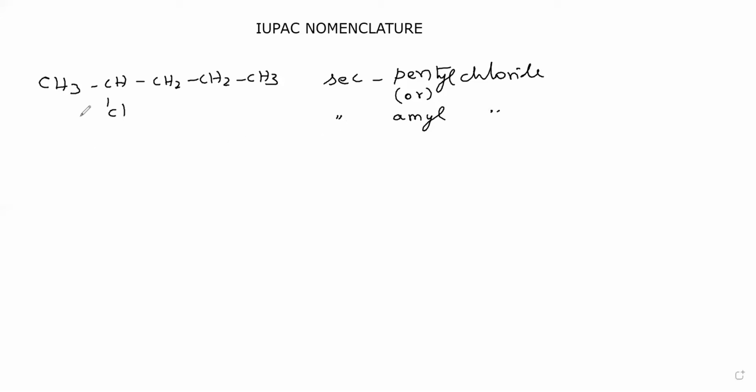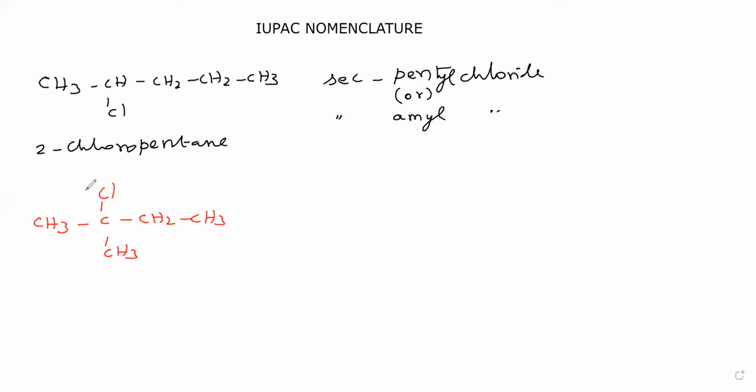IUPAC name is 2-chloropentane. Next compound we will take: CH3, CCl, CH3, CH2, CH3. This compound we will take.